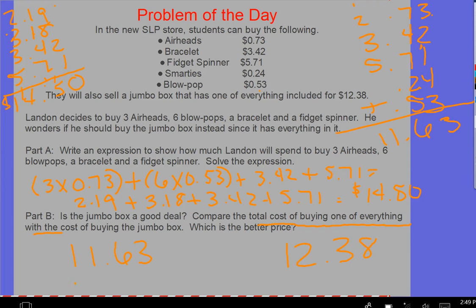If I was to line up my decimals to compare those two values, my tens are the same, my ones are different. 11 ones is less than 12 ones, so $11.63 is less than $12.38. So the better price is to buy one of every item.